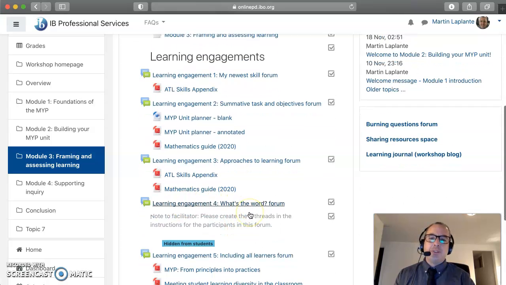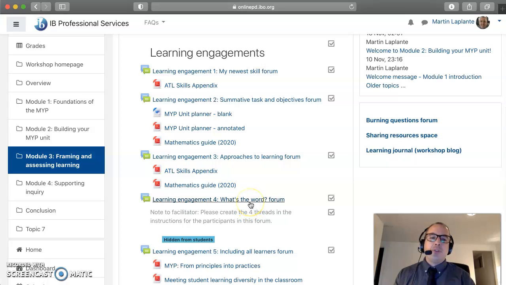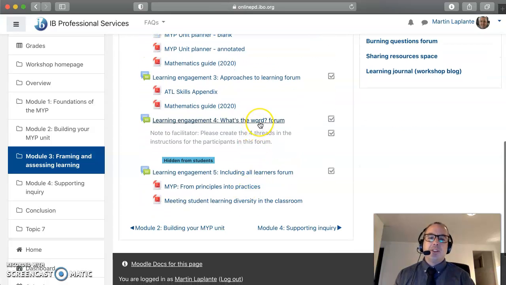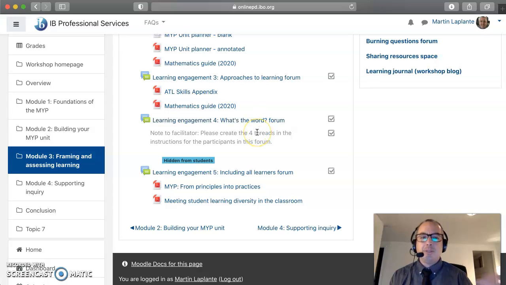It's going to be just to clarify a few words concerning evaluation. Just write down what you think about it, and you reply to each other. So I'm going to wait until most people have done it before I comment, perhaps, unless I see something which isn't specifically right. And then the last one is the including all learners forum.